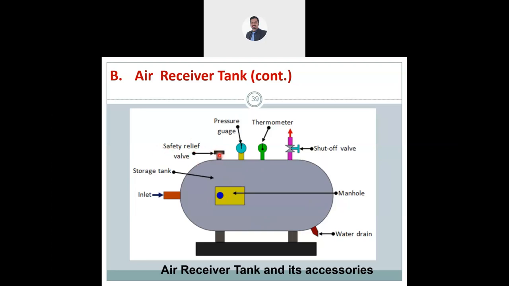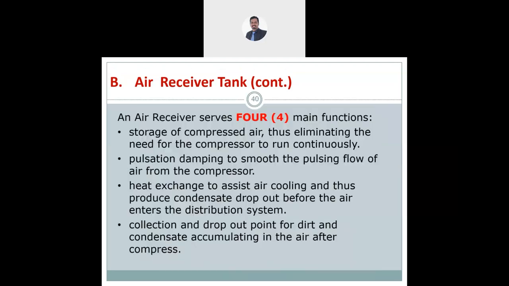If the pressure is too high, it will relieve. Then you have the pressure gauge to check the pressure, and a thermometer. Then you have a shut-off valve, so if you want to release your compressed air, you can control it with this. Then you have the water drain: if there is condensation or wetness, the water will be drained out. These are some of the important parts of your air receiver tank.